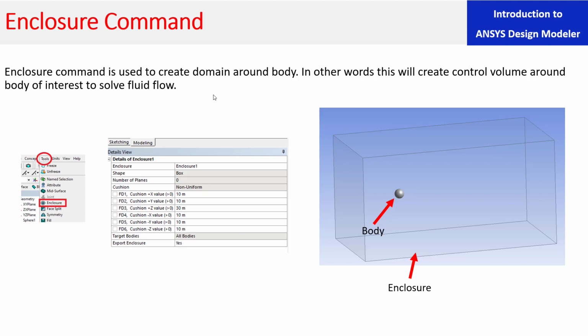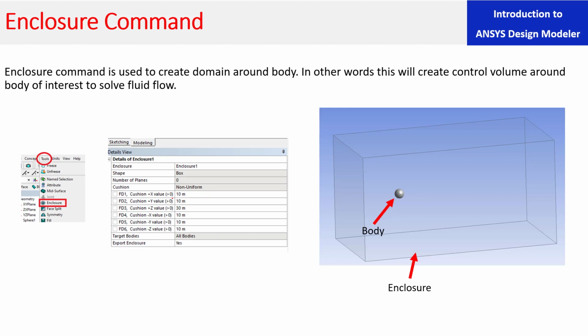So basically, the enclosure command will create the domain around your object, that is your body of interest. This can be the aircraft, this can be the circular cylinder, this can be the car model, or anything around which you want to analyze the fluid flow or heat transfer. So, in other words, this will create the control volume around the body of interest to solve the fluid flow and heat transfer.